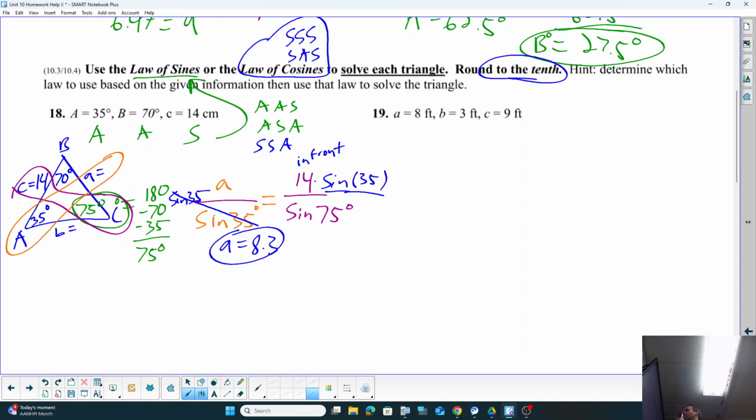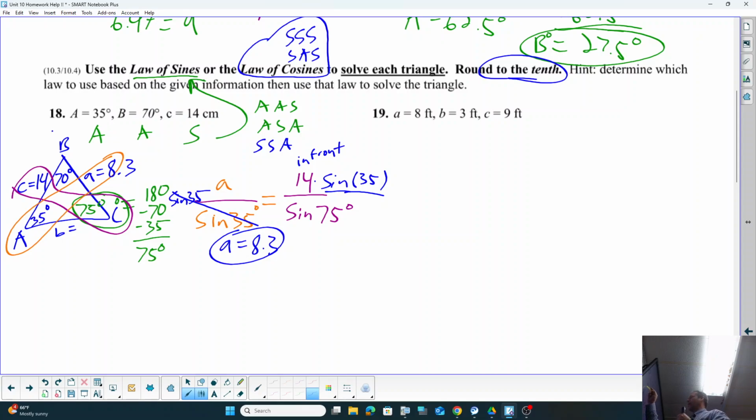So that's our answer for a. Mr. Newbold, now that we have A and C, can I just do the Pythagorean theorem? No, it's not a right triangle. It's a non-right triangle. There's no 90 degrees, so no Pythagorean theorem. Right? On the wrist. Don't do it. So Pythagorean theorem, don't do it. We have to use the law of sines one more time.